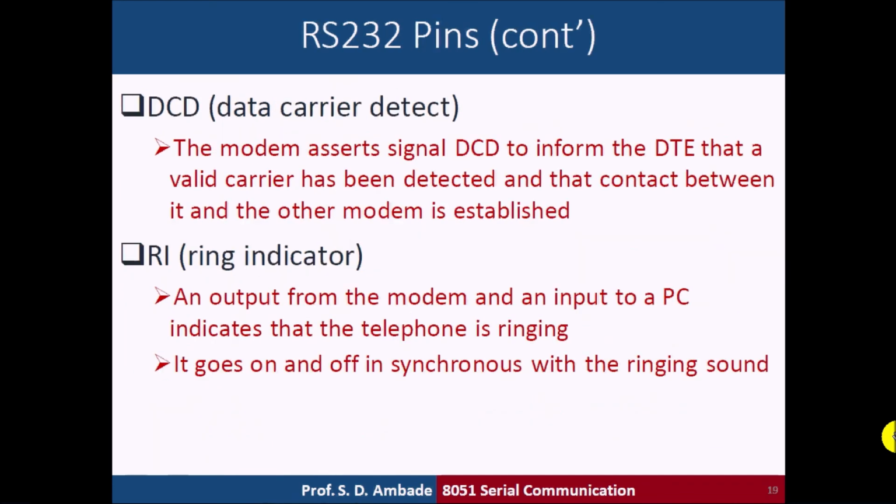DCD, data carrier detect. The modem asserts the DCD signal to inform the DTE device that a valid carrier has been detected and that contact between it and the other modem is established. So this is the acknowledgement of contact establishment. RI, ring indicator pin, an output from the modem and an input to a PC, indicates that the telephone is ringing. It goes on and off in synchronism with the ringing sound.